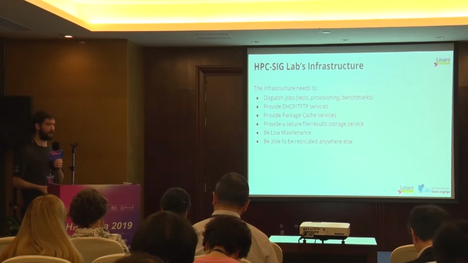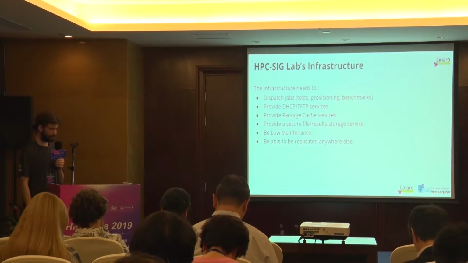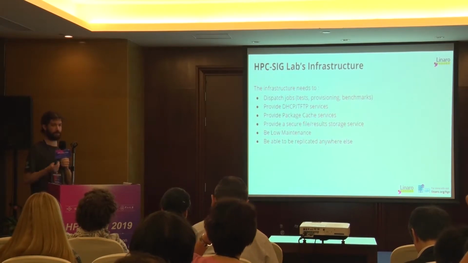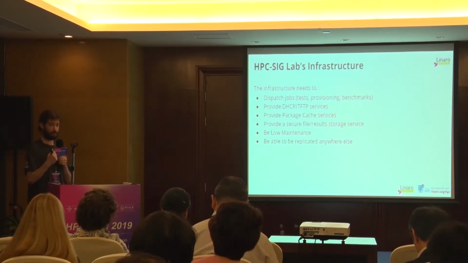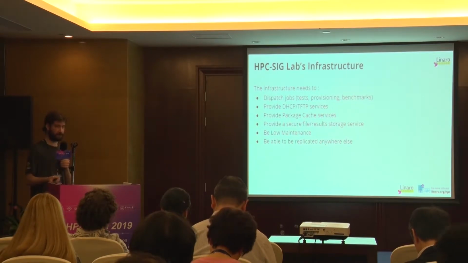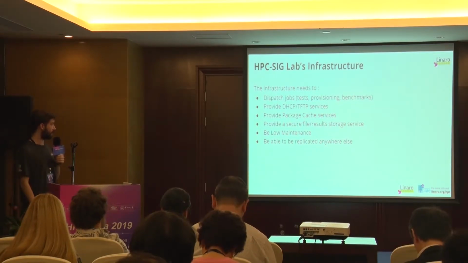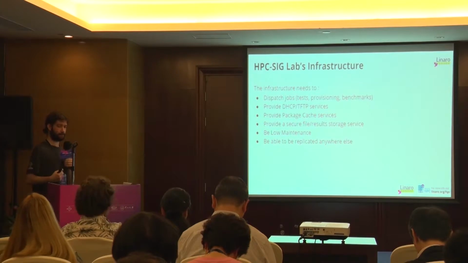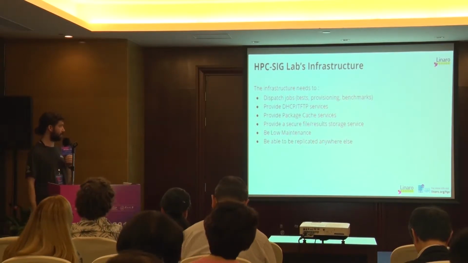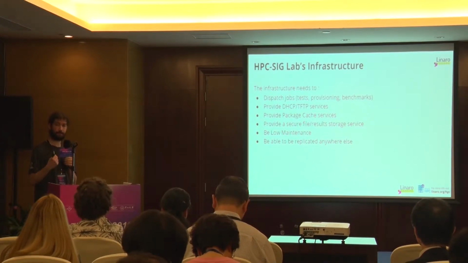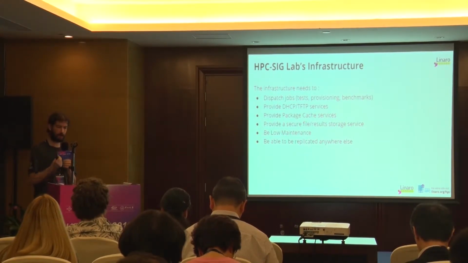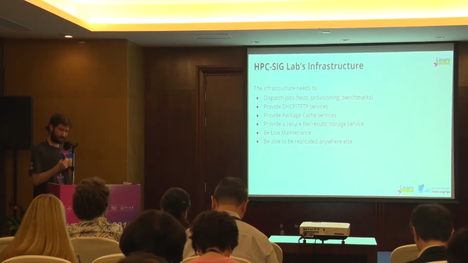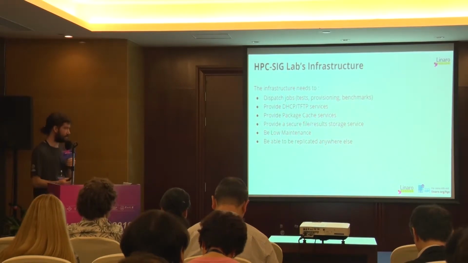So the infrastructure has different needs. It needs to dispatch jobs, HPC jobs, of course, but also the tests themselves, the provisioning of each of the clusters in the machines, and the compiler benchmarks for compiler performance. This goes through providing DHCP and TFTP services for provisioning. This goes through a package cache as well, because we need to have the same version of packages to compare the machines efficiently, to have the same environment.